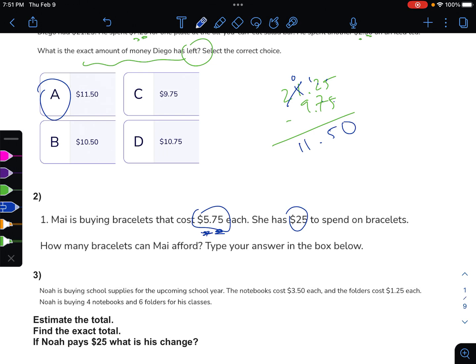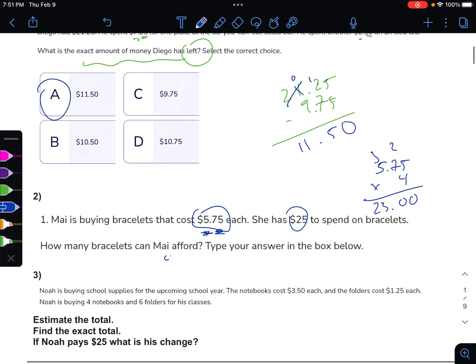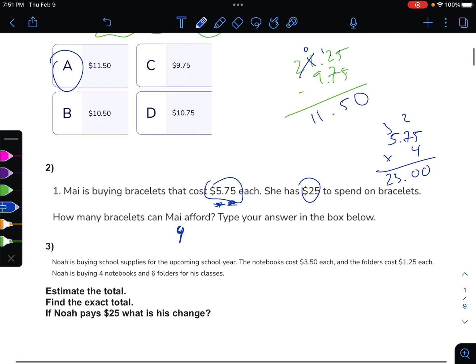So I thought, well, maybe I'll take $5.75 and I'll try 4 of them. Let's multiply that out and see what happens. 5.75 times 4, so 4 times 5 is 20. 4 times 7 plus 2 is 30. 4 times 5 plus the 3 is 23. So $23. If I do another one, it's going to put me over the amount. So how many bracelets can she afford? It's definitely going to be 4 of them. 3, and I can get 1 more, and 5 is way too many.